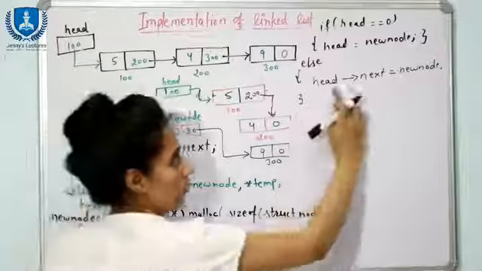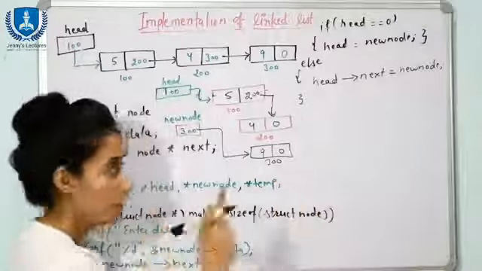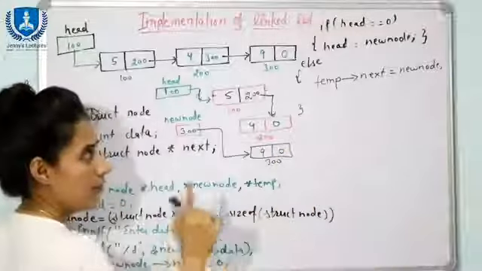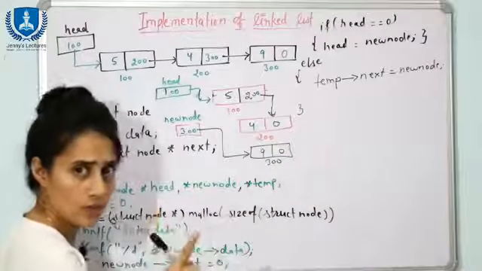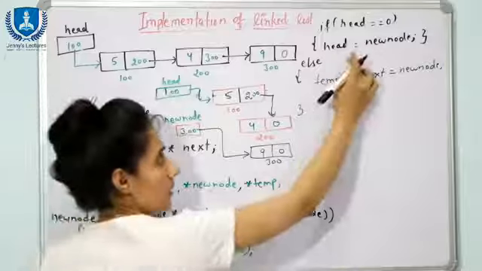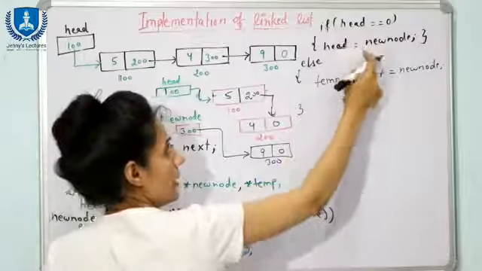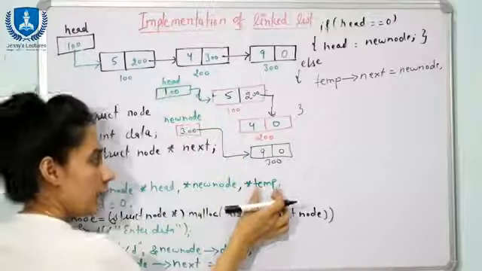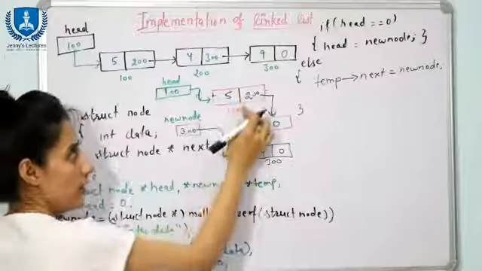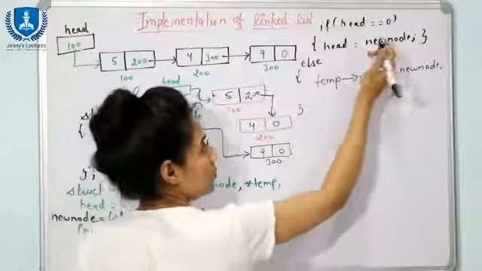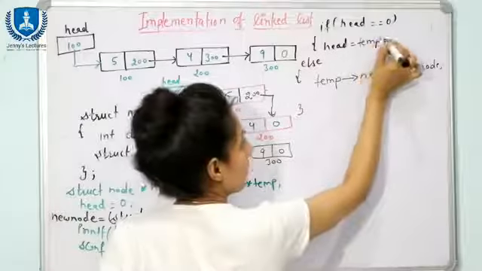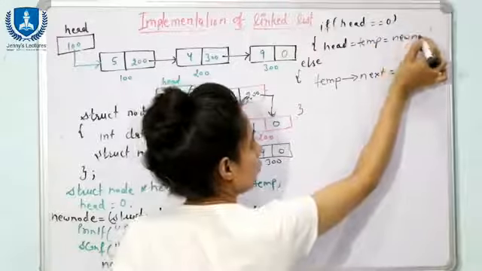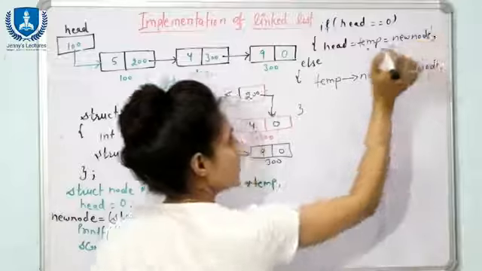See, here you cannot write this line. Here what you will write? Temp of next is equal to new node, right? And here at starting, if head is equal to 0, head is equal to new node, as well as we are going to initialize this temp. Temp is also going to point here. So head is equal to temp is equal to new node, right?